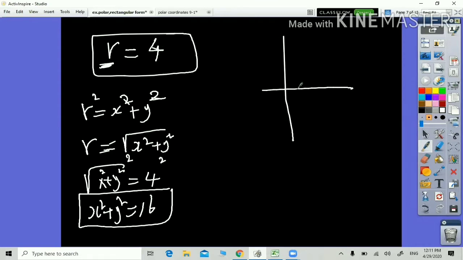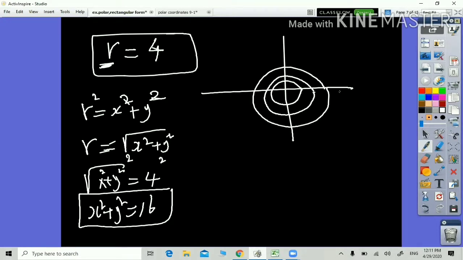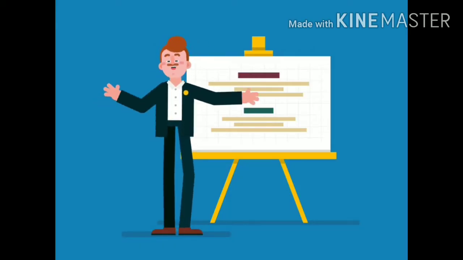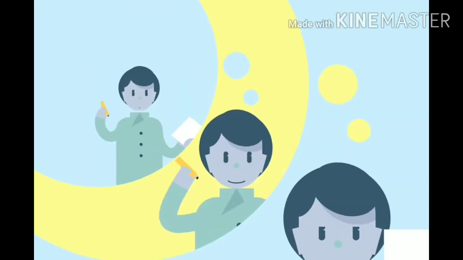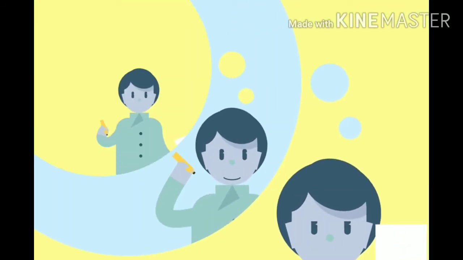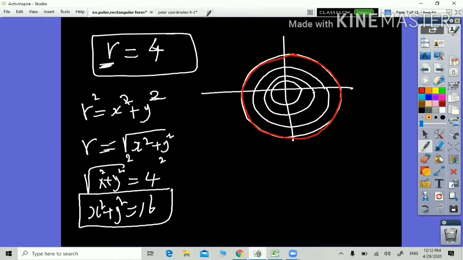On polar coordinate, you have circles like that. 1, 2, 3, 4. The fourth circle is r equals 4, this one. This is the graph of r equals 4. So the radius gives you a circle. Okay? The radius gives you a circle.